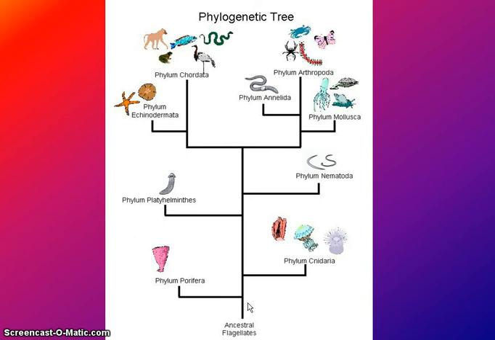This is another example of a phylogenetic tree. This is looking at ancient flagellates and the different phylums that have since developed off of those.